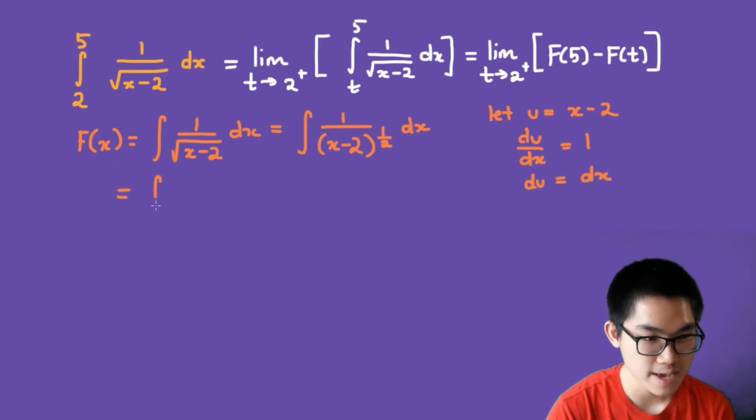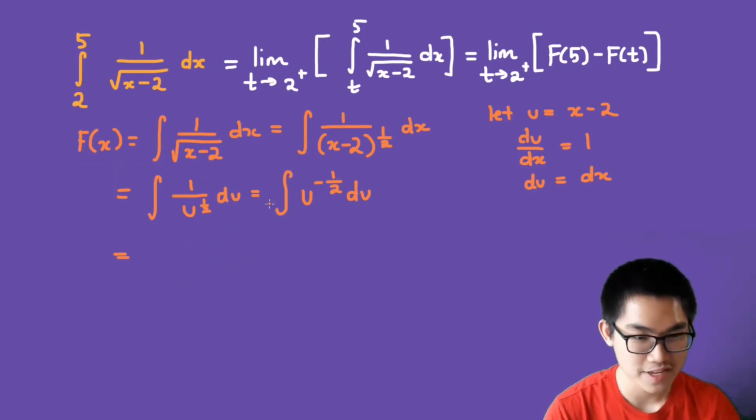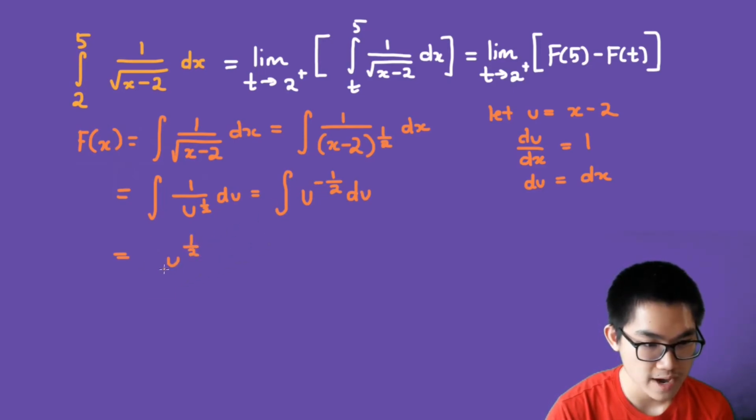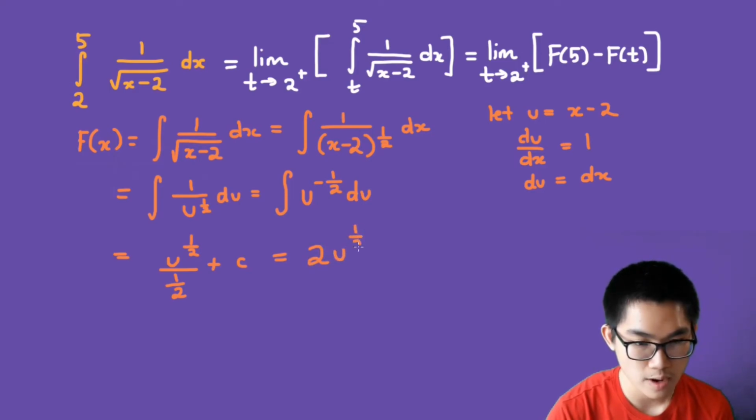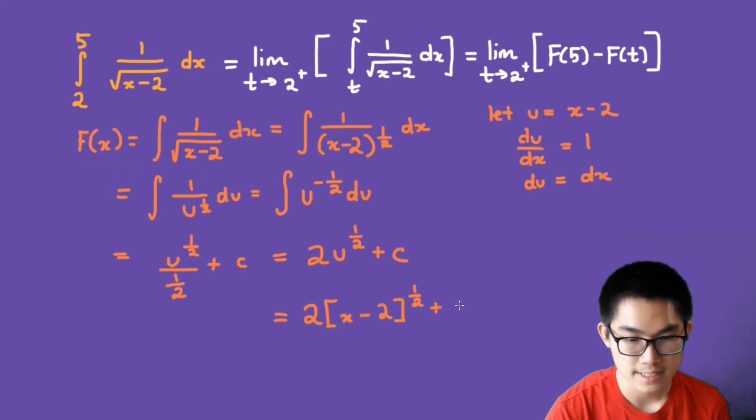This integral will be the same as the integral of 1 over u to the power of 1/2 du, which is equal to the integral of u to the power of negative 1/2 du. The antiderivative of this is u to the power of 1/2 divided by 1/2 plus c, and this gives us 2 times u to the power of 1/2 plus c. We have to substitute u with x minus 2, our original variable. So 2 times (x minus 2) to the power of 1/2 plus c.